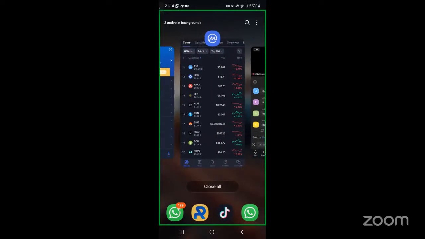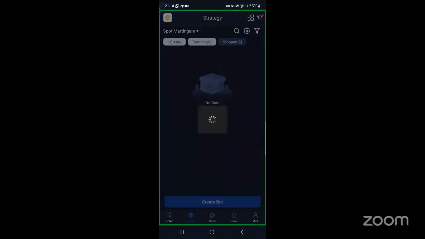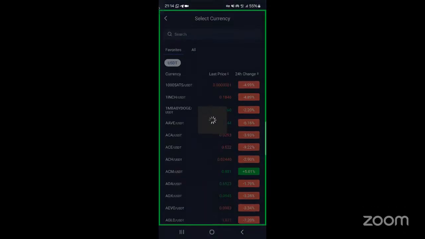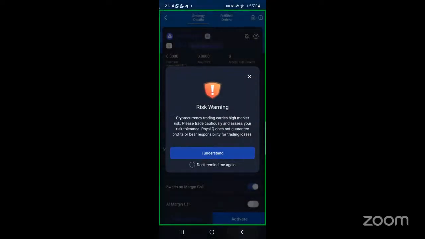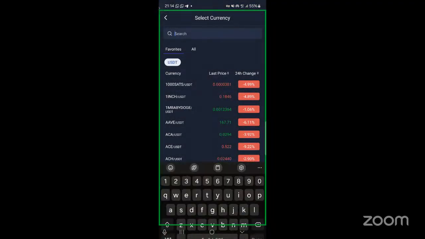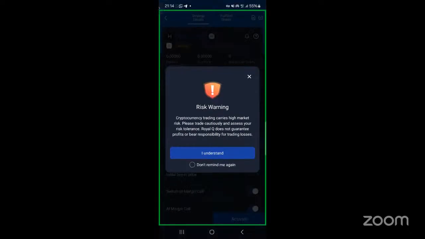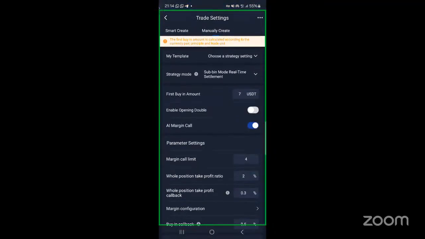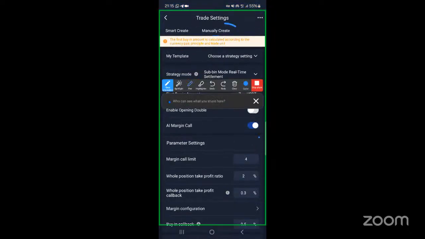So I come into my RoyalQ now and tell my robot: I will search, create, search. I want to trade HBAR. I tell the robot, I want to trade HBAR. Okay, they bring it for me. I tap on trade setting, here, trade setting, manually create.